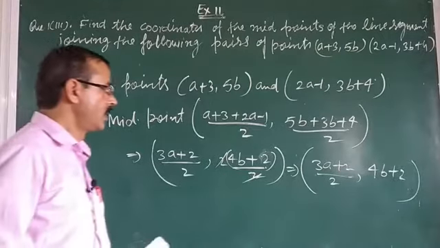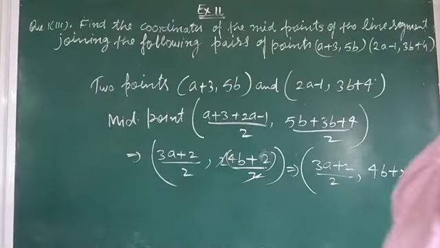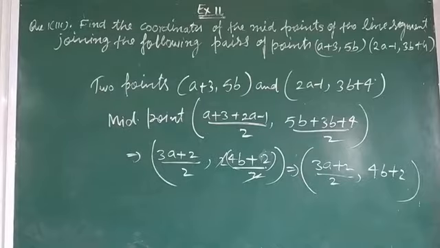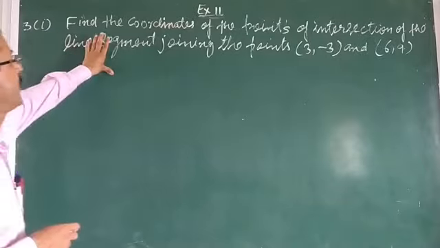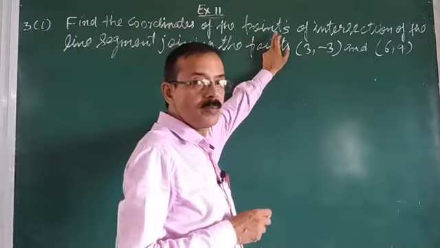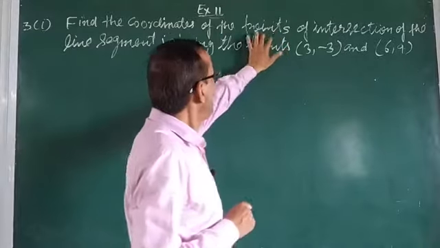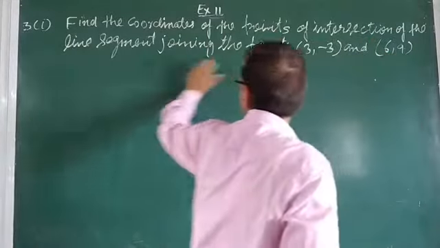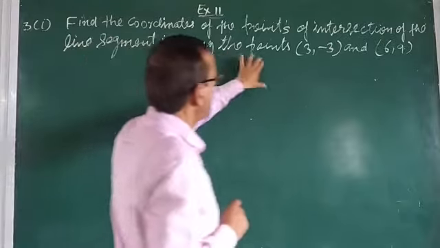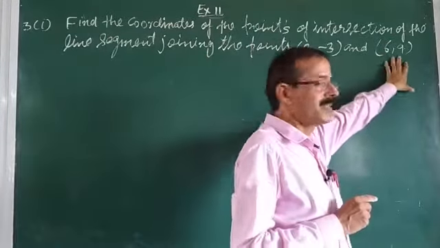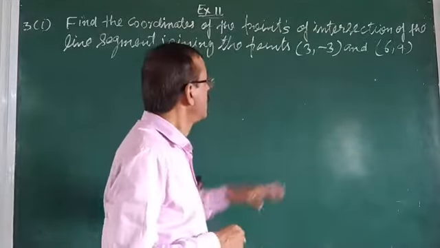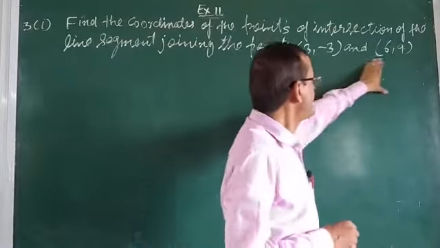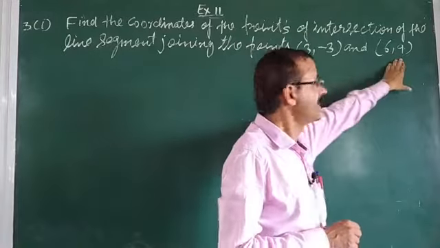So let's take the next question. Very easy. Now see the next question, question number 3, first part of M.L. Agrawal book. Find the coordinates of the points. Points means more than one. Points of intersection of the line segment joining the points (3, minus 3) and (6, 9). If you join the two points, what will you obtain? A line. So a line segment will form by joining these two points (3, minus 3) and (6, 9).